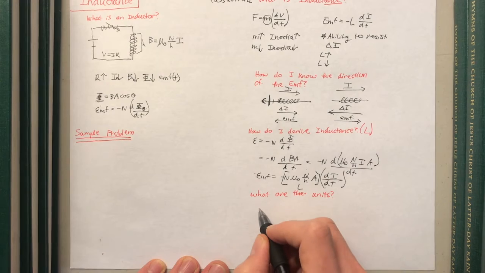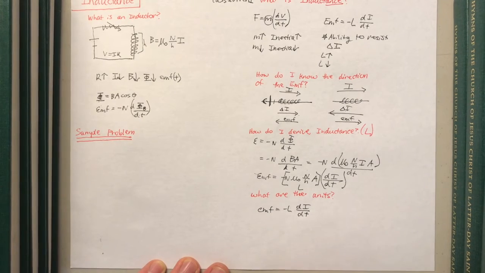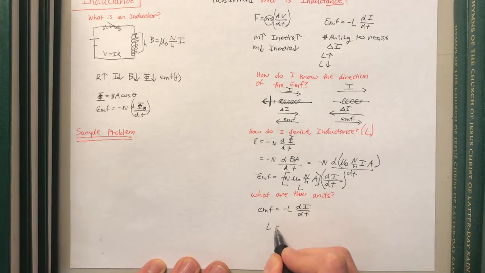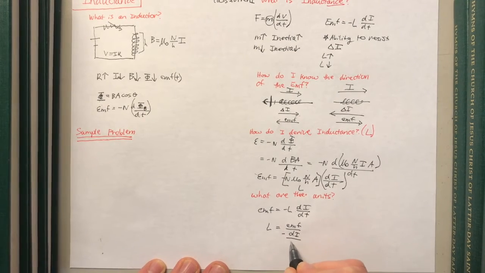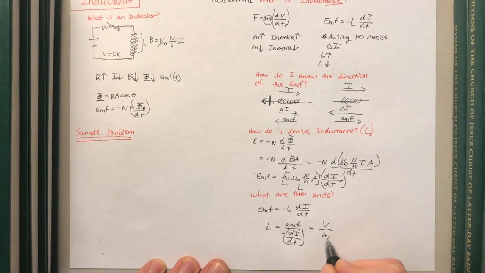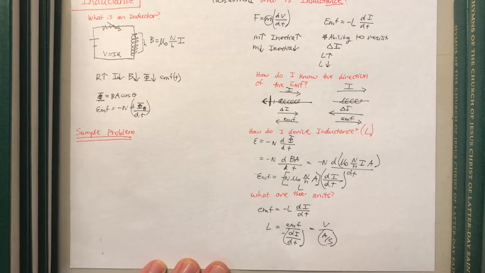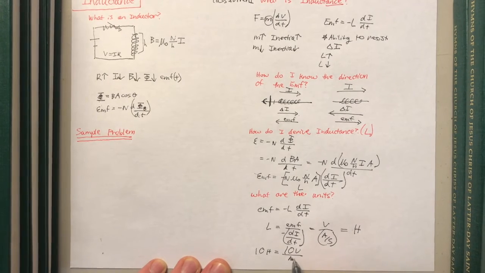Let's look at the units. EMF is equal to negative L, change in current over time. Well, if we divide by the change in current over time, we can get the units of inductance. So L is EMF over negative di over dt. Well, what are the units? It's voltage over amperes per second. This is called a Henry, volts over amperes per second. If we have a 10 Henry inductor, that means that there are 10 volts that pass for every ampere per second.